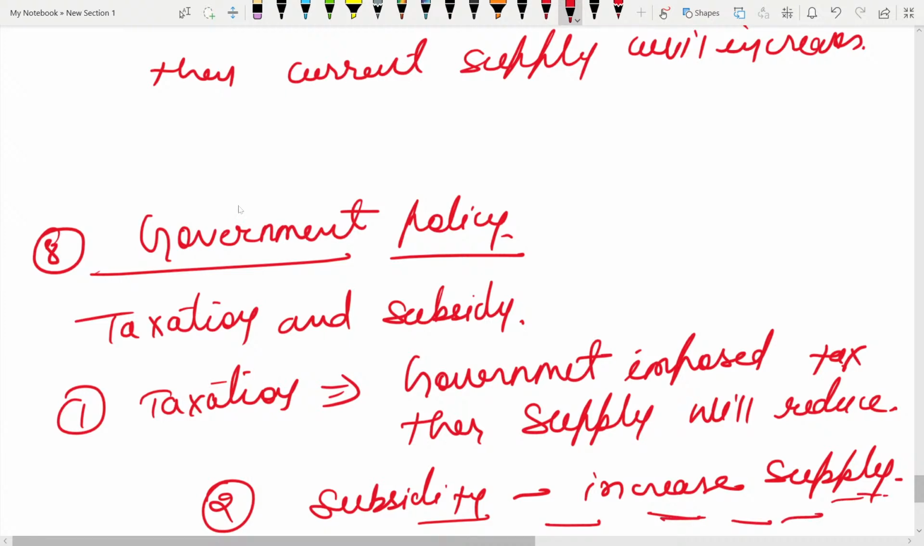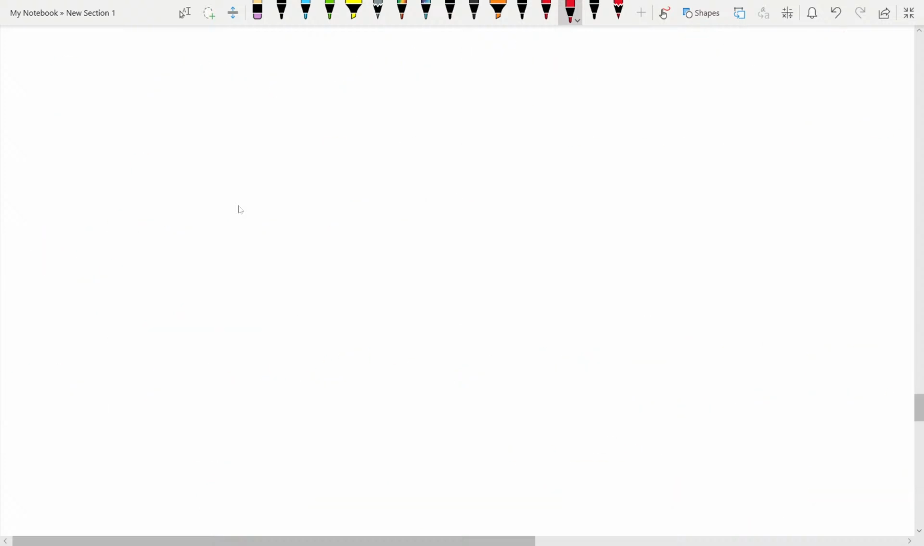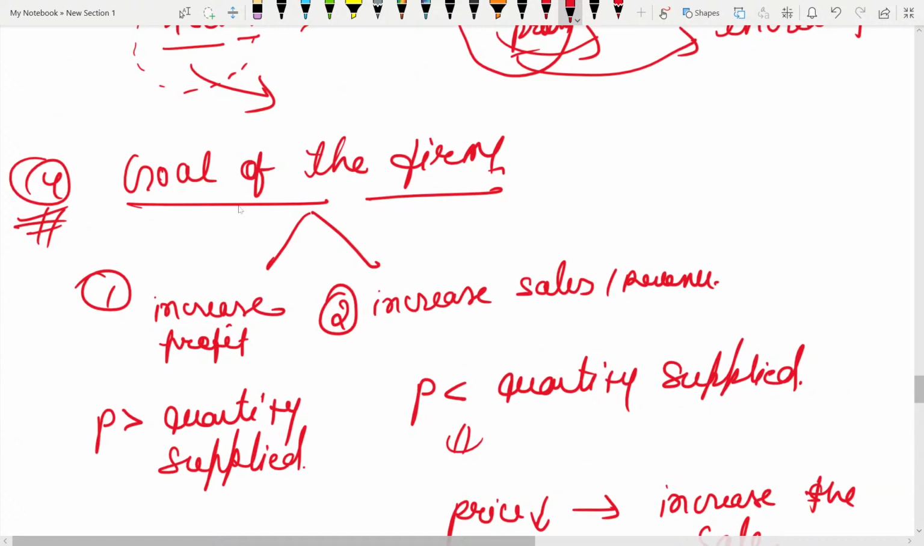So this is all about what the determinants of supply are, how supply is determined by the major factors. So tomorrow we will talk about the law of supply curve. Fine, thank you.